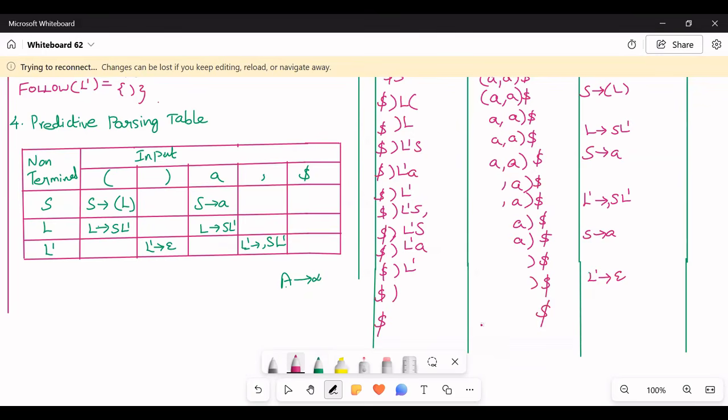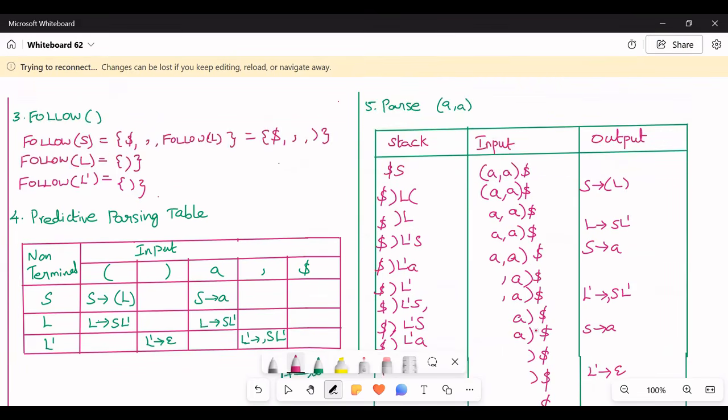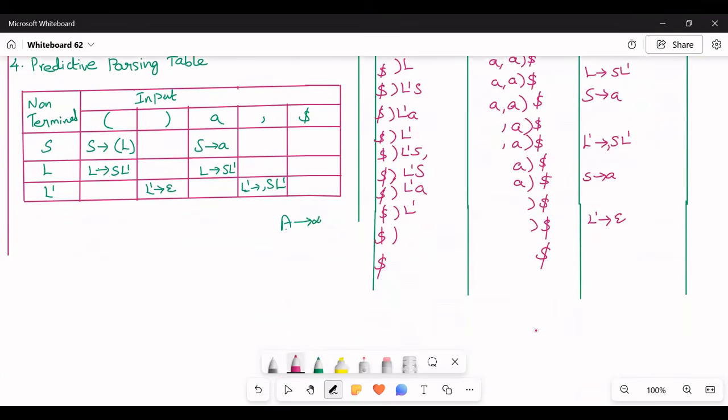Now dollar and dollar. If we have got dollar on the stack and the current input is also dollar, the meaning is the stack is empty and the input string is fully parsed. It means we can say that the input string is accepted by our predictive parsing table. So the input string open parenthesis A comma A close parenthesis is parsed successfully. We need to write it like that.